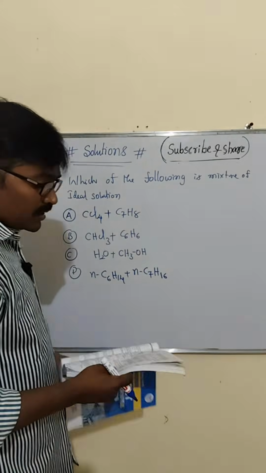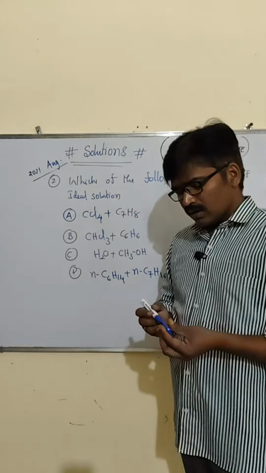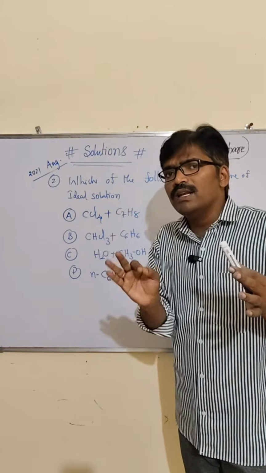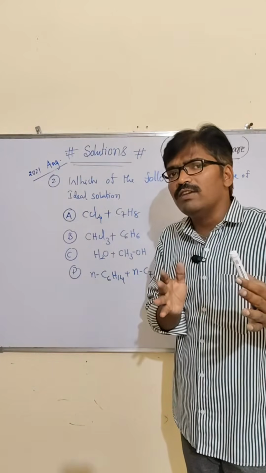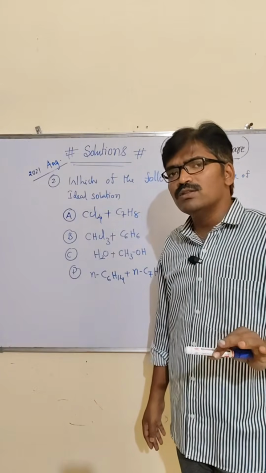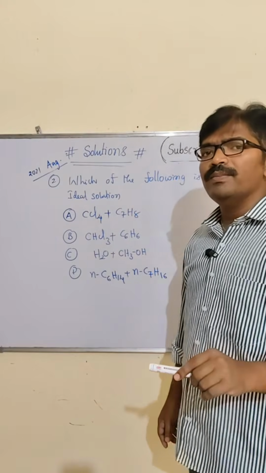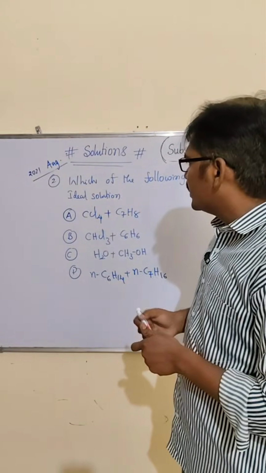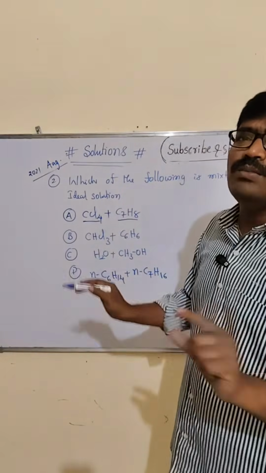Which of the following is an ideal solution? When the question asks this, you have to remember that similar structure as well as similar polarity will be there. Such type of solute and solvent is an ideal solution. Remember, in nature there is no truly ideal solution, but two components with similar structure and similar polarity can form a nearly ideal solution. So here, CCl4 and C7H8 are not at all similar in structure.